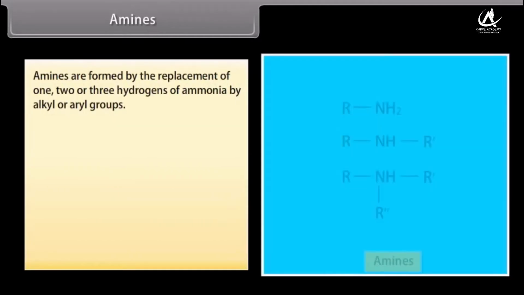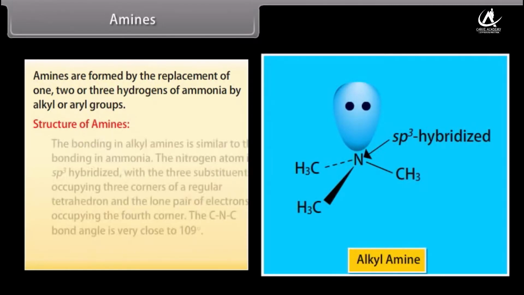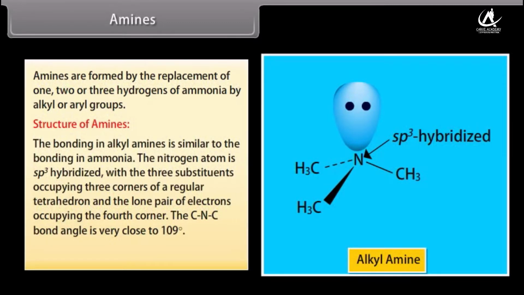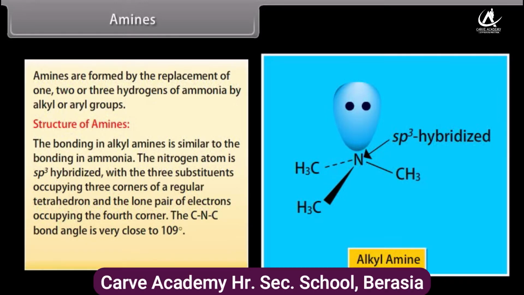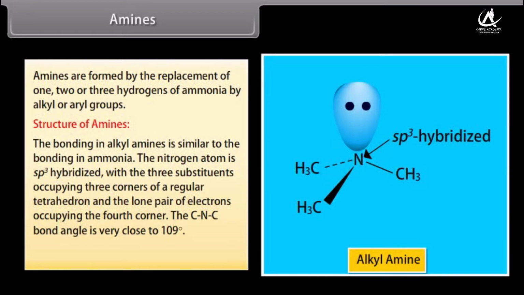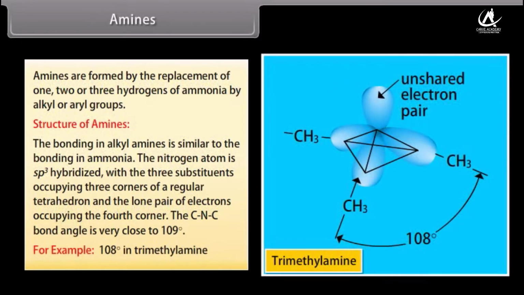Amines. Amines are formed by the replacement of 1, 2, or 3 hydrogens of ammonia by alkyl or aryl groups. Structure of amines. The bonding in alkyl amines is similar to the bonding in ammonia. The nitrogen atom is sp3 hybridized with the 3 substituents occupying 3 corners of a regular tetrahedron and the lone pair of electrons occupying the 4th corner. The C-N-C bond angle is very close to 109 degrees, for example, 108 degrees in trimethylamine.